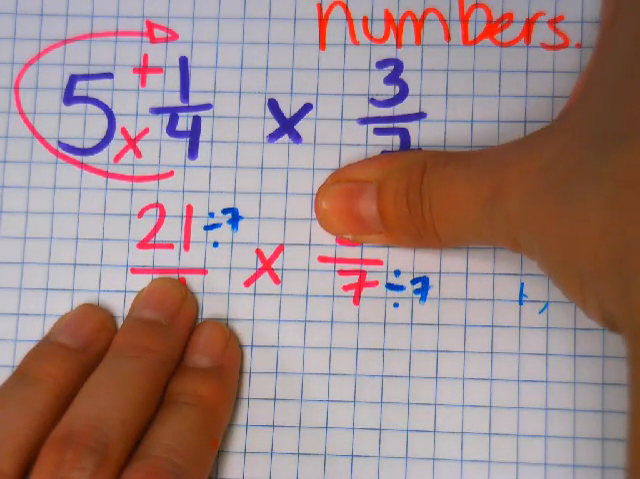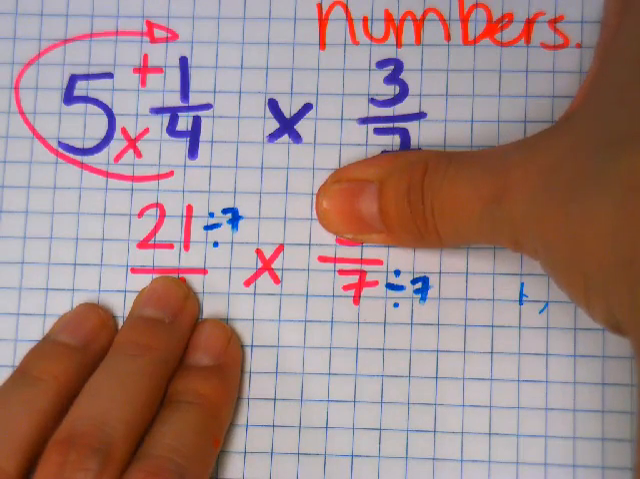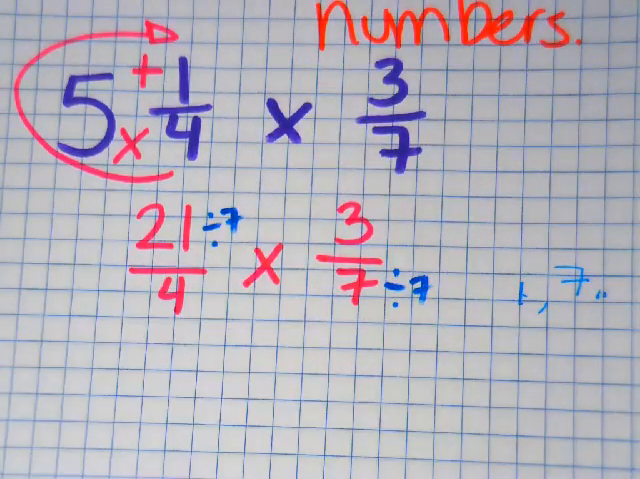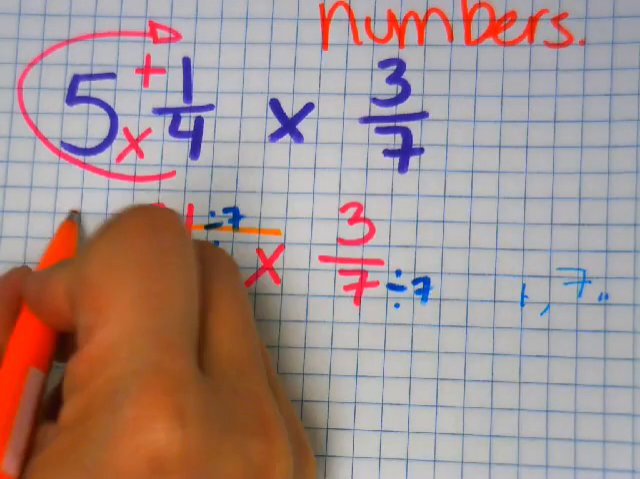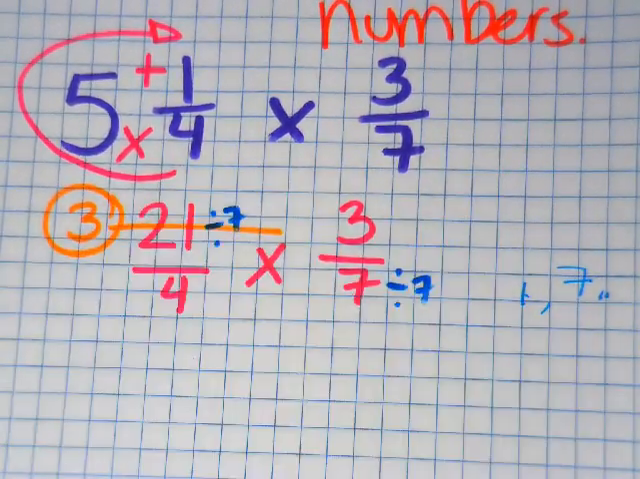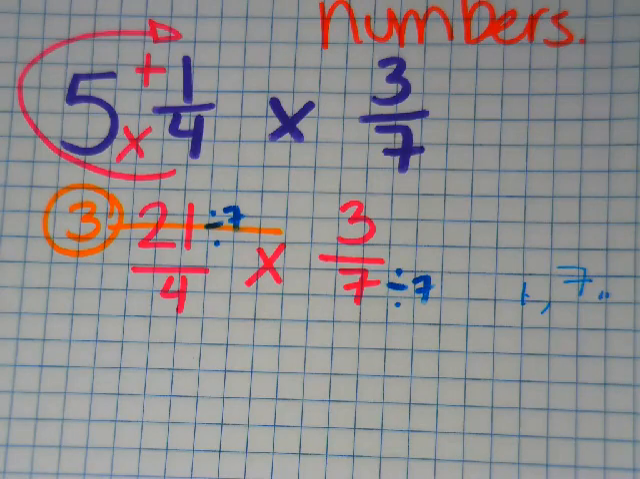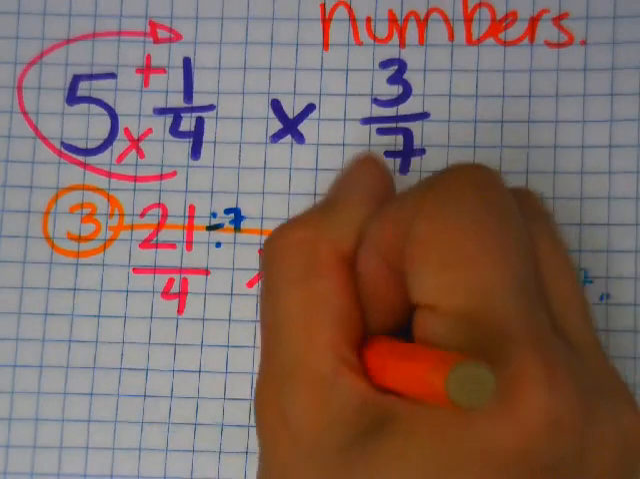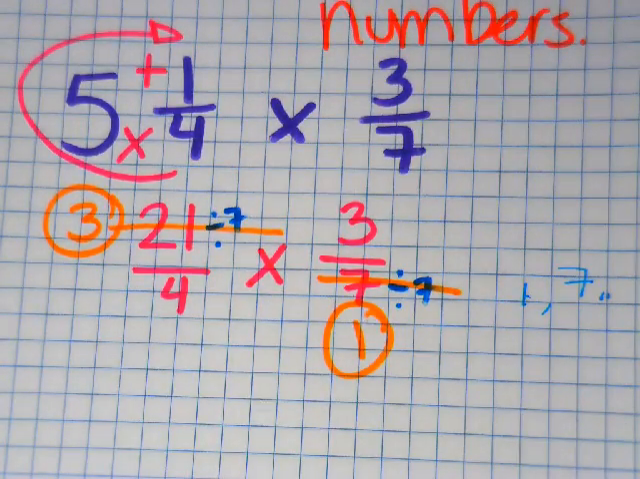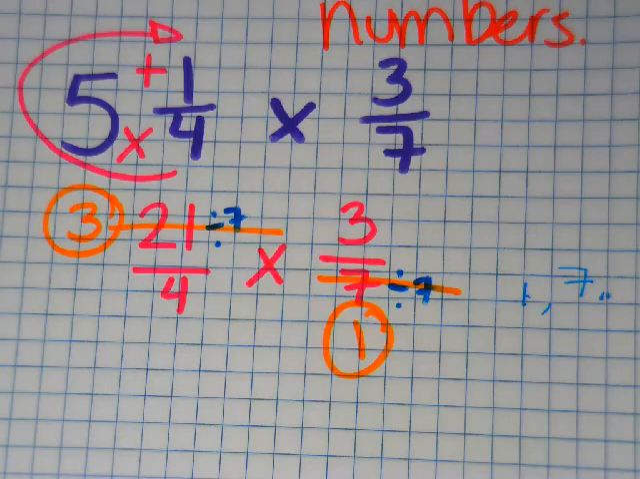What's 21 divided by 7? 3. Good. So we no longer have this. We now have 3. Circle it because I'm going to use it. What is 7 divided by 7? 1. I no longer use this. I now use the 1. All right. We're good? So now you multiply straight across like yesterday.